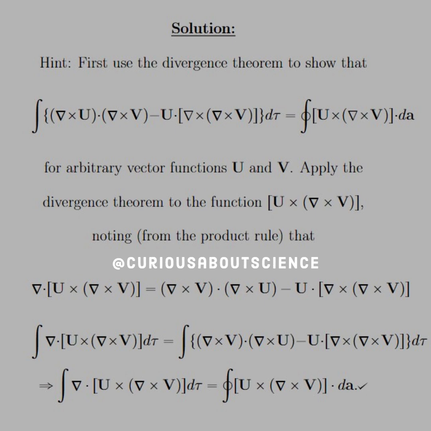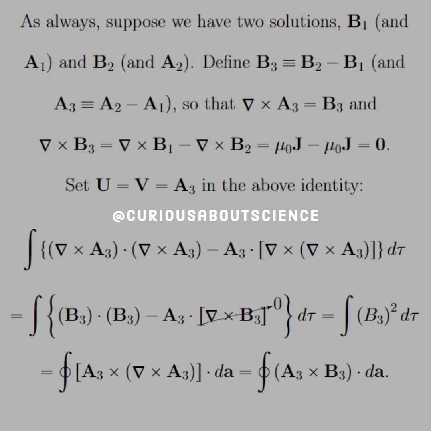Good to go there. All right, but now, as always, let's suppose that there are two solutions, B1 and therefore A1, and B2 and therefore A2. And if we define B3 to be the difference between B2 and B1 and A3 the difference between A2 and A1, so that the curl of A3 equals the magnetic field B3, and we know that the curl of B3 gives us the curl of B1 minus the curl of B2, thus mu naught J minus mu naught J gives us 0. That's good to see.